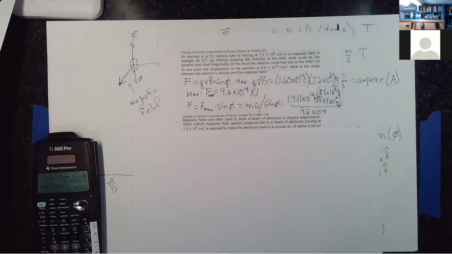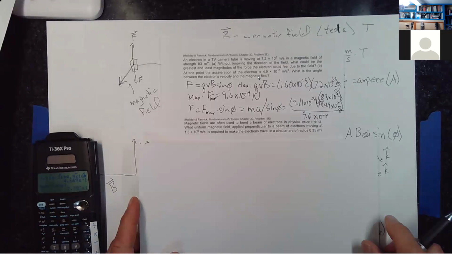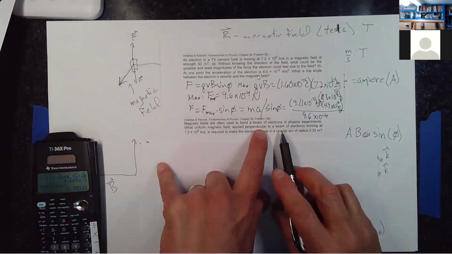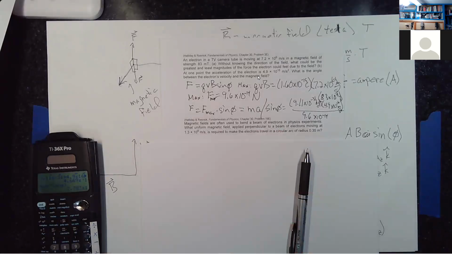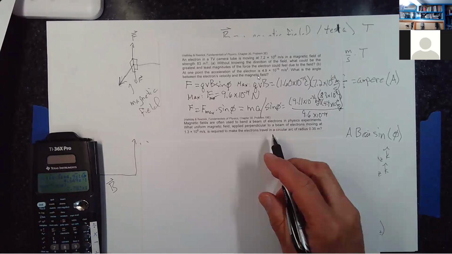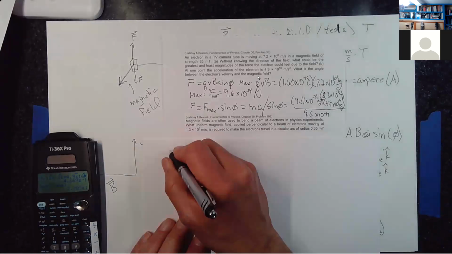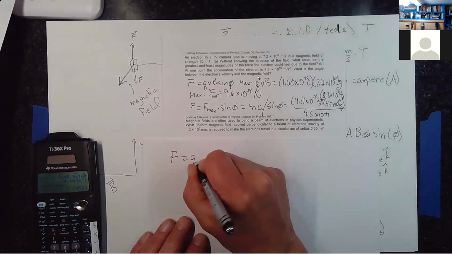And so that's kind of fun. Well, let's take a look at it. In this case, the magnetic field is perpendicular to the beam of electrons. Now, a beam of electrons is just a whole bunch of electrons that have a common velocity. And so the magnetic field will be perpendicular to that. And so the force in this case is just going to equal the QVB.